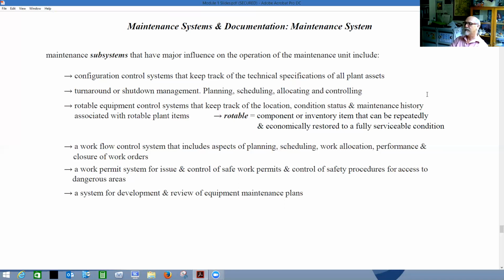And a system for development and review of equipment and maintenance plans. So again, it's great to have a plan, and to follow the plan. Again, PDCA, we go back around again and check. So make sure that we are doing good holistic thinking, is the way to think about it, I guess, to get good outcomes.